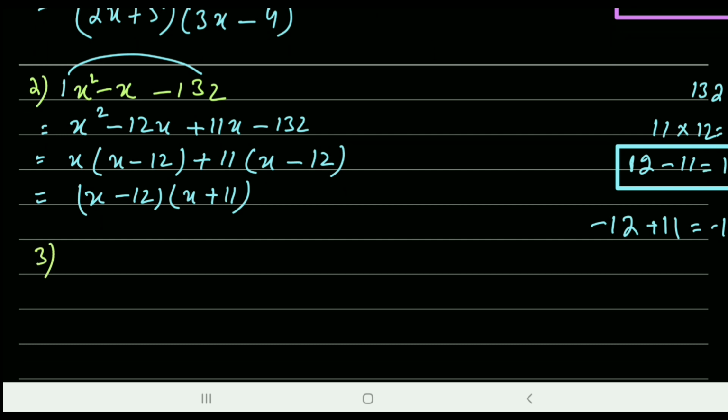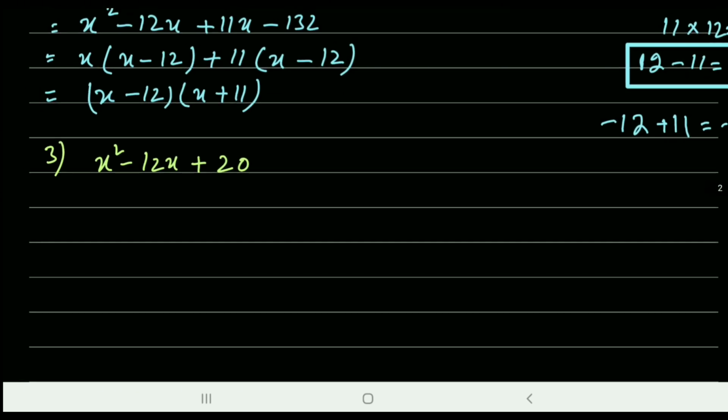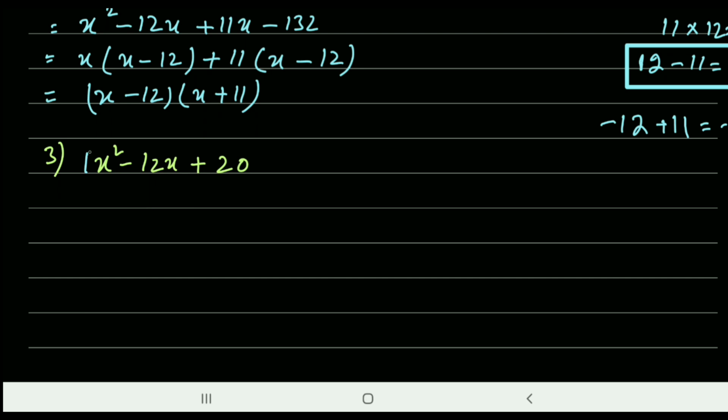Example number 3, x square minus 12x plus 20. So 20 will be multiplied with 1 and we get 20. 20 is the number for which we will find the factors. By adding or subtracting those factors, we should get 12.